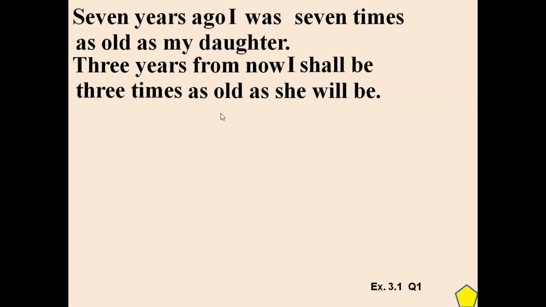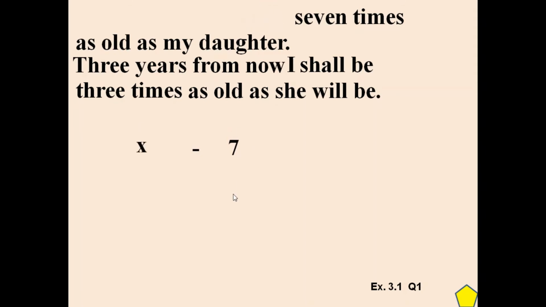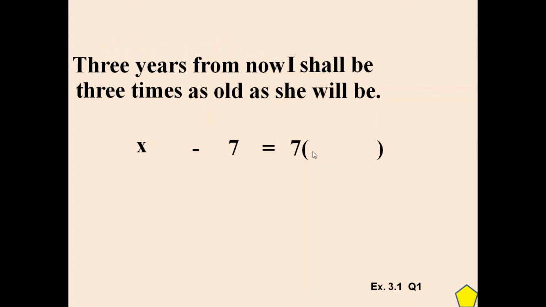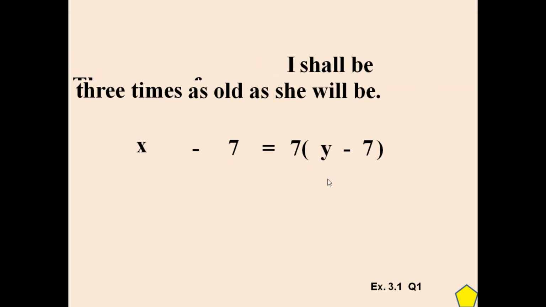So if my present age is X, then 7 years ago means minus 7. I means X, was means equal to, 7 times means 7 bracket. And if I say let the present age of my daughter be y years, then 7 years ago my daughter was y minus 7. So we open up this bracket, it becomes 7y minus 49. Bring everything to one side, put the like terms together.